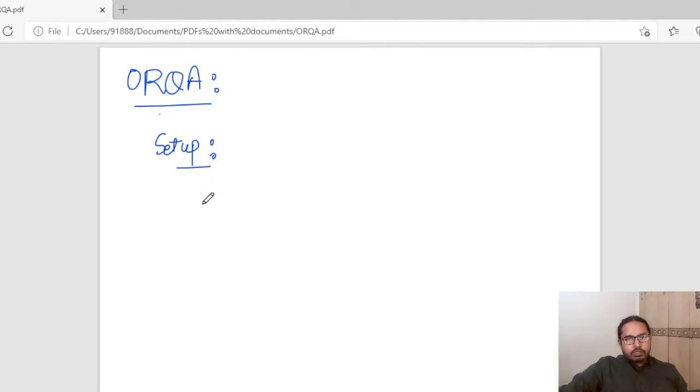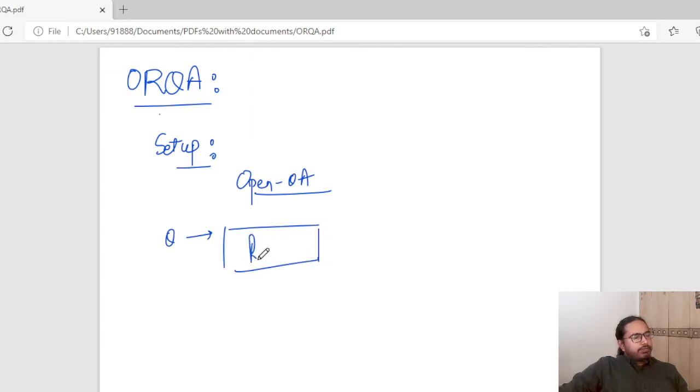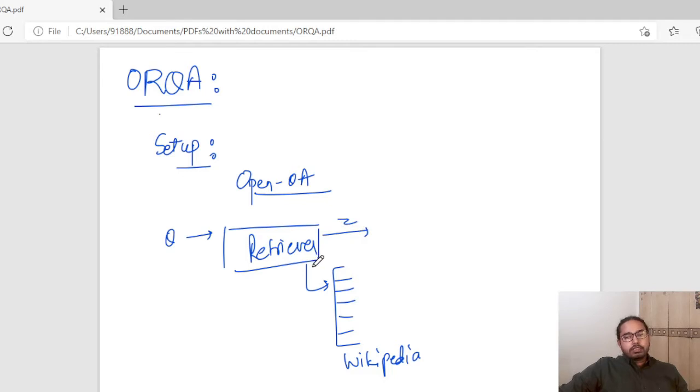In our previous videos, I gave a general architecture of what exactly happens in an open QA. So just a quick reminder here. In open QA, you are given a question Q, and then this question is passed to a retriever. Now this retriever has access to a text corpus. Generally it is Wikipedia, or it could be some other text data set. So the idea is that this retriever will search the entire Wikipedia corpus and then give us some documents, let's say Z, which the retriever thinks can help in answering this particular question.